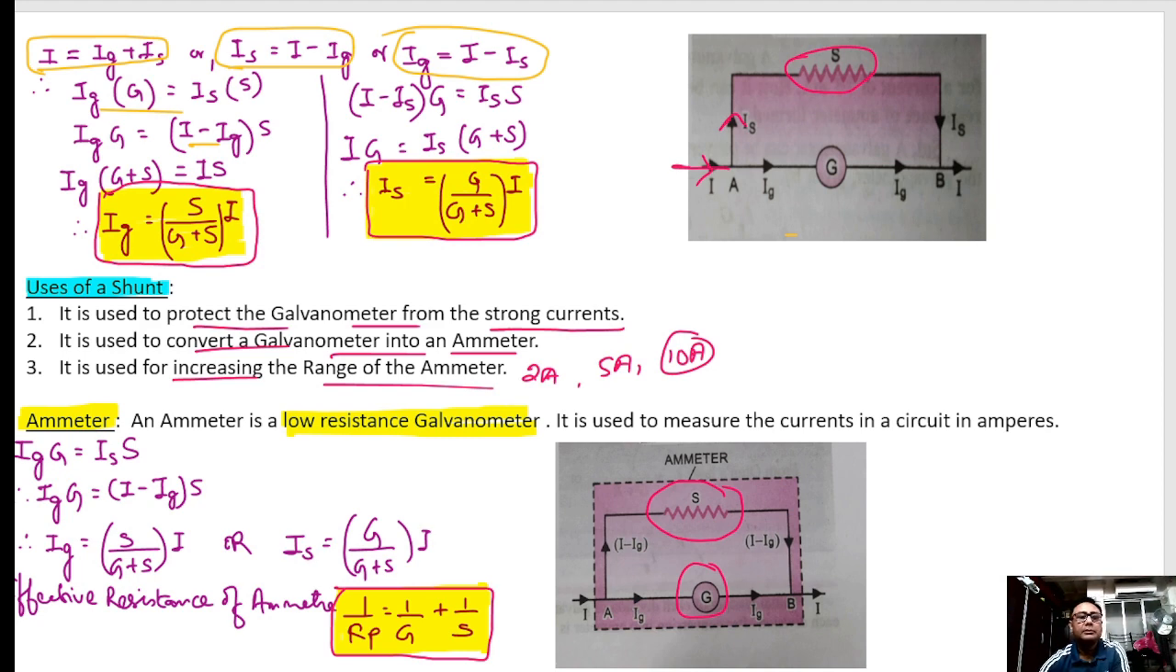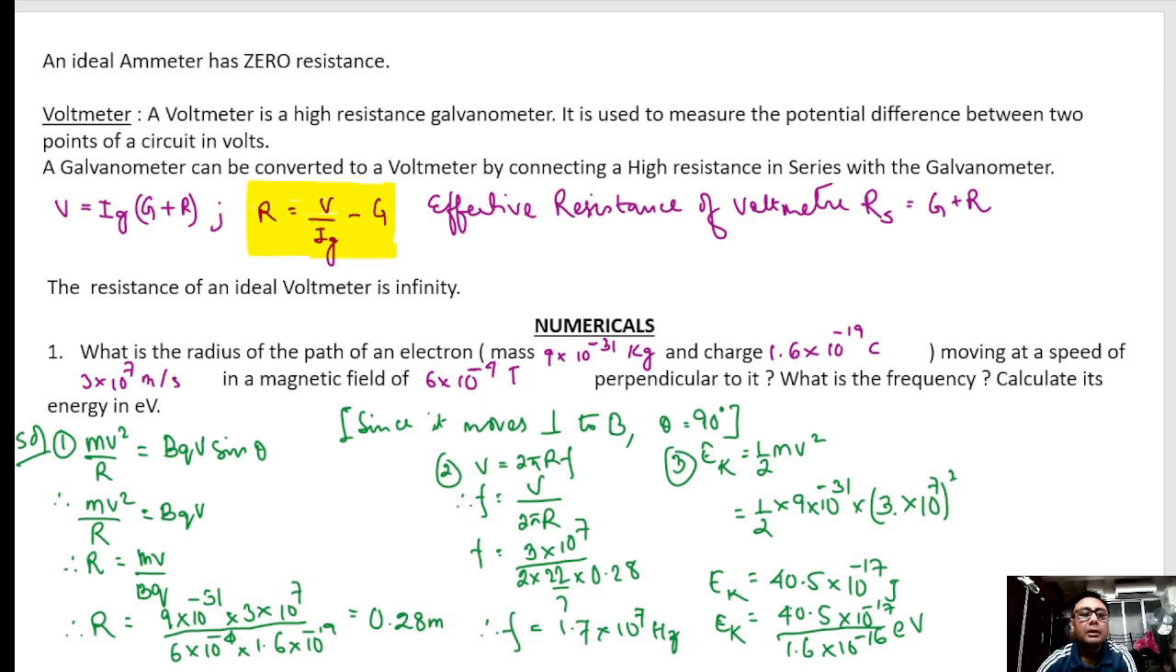Next, let us see. Please remember this, it is very, very important: an ideal ammeter has zero resistance. Short MCQ question. An ideal ammeter has zero resistance. Very important. Ideal means a super fine ammeter will have zero resistance. Second is, what is a voltmeter?